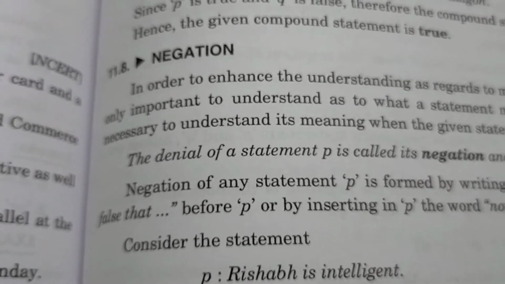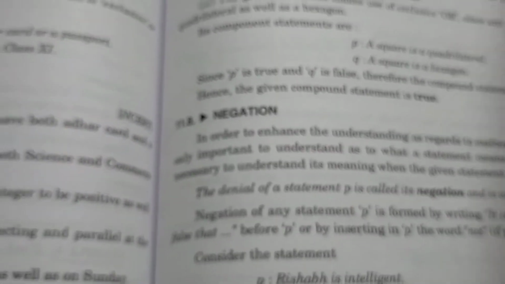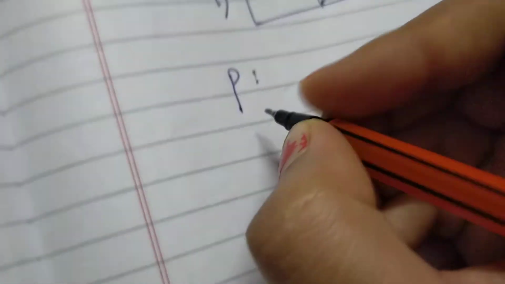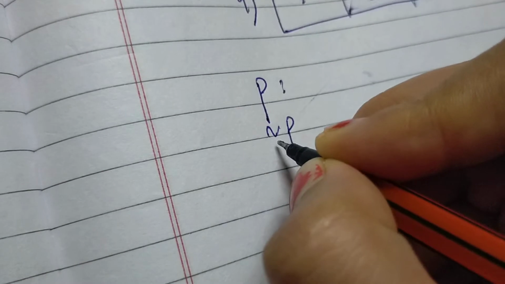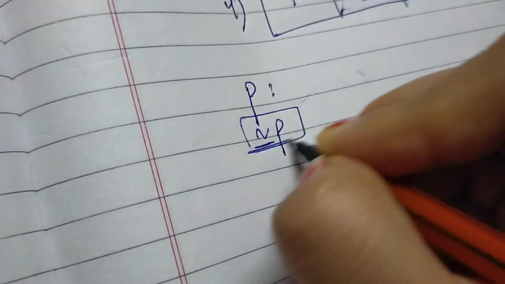So we'll be learning about the negation. As far as the negation is concerned, if we have statement P and we want to negate the statement, we need to put this symbol before it.